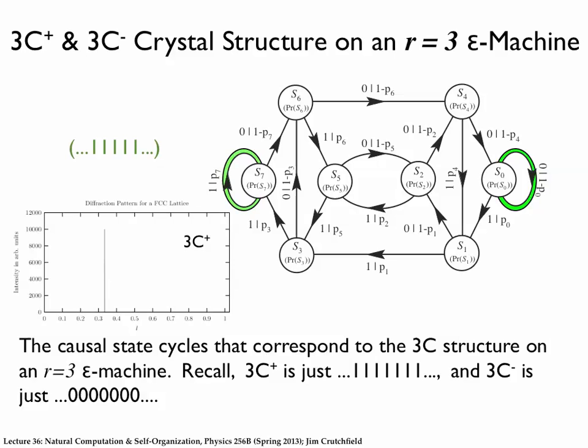So this is a causal state cycle that is just period 1, and it just goes around and around and around. And if P7 here is 1, then this epsilon machine is just going to spend all its time doing this. If I wanted to get zeros, I would do the same over here, except that this P would be 0, so that I get the probability of returning to the state to be 1. And that would be an example of 2 causal state cycles on an epsilon machine. It corresponds exactly to crystal structures that we know and are happy and familiar with.